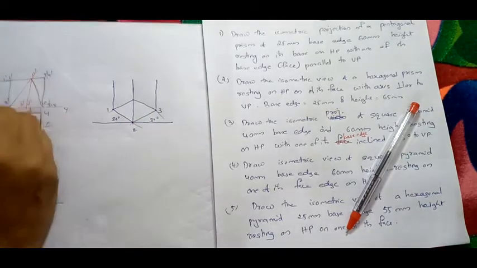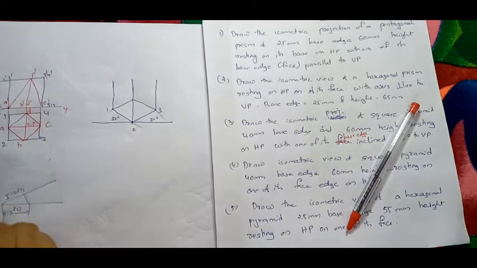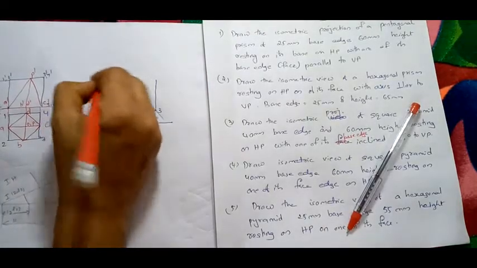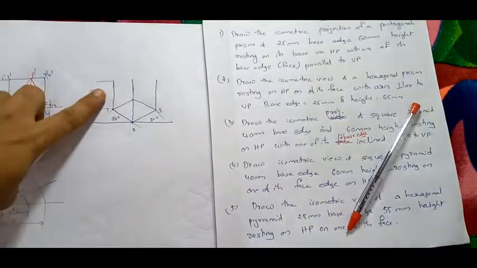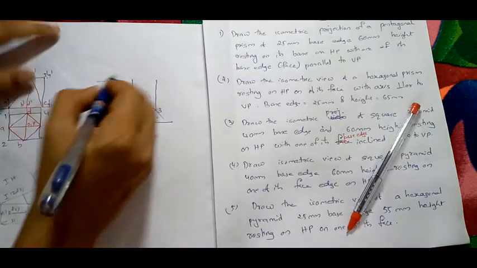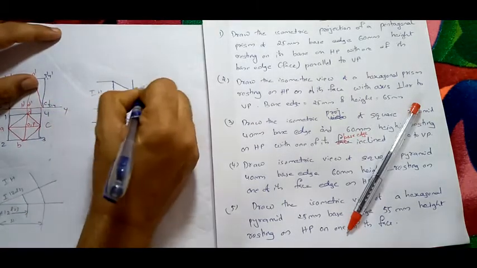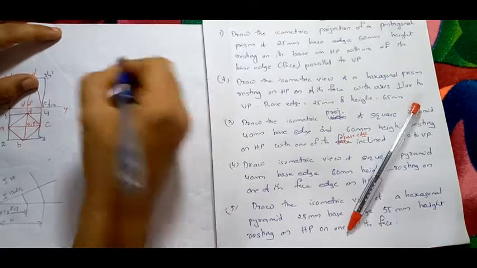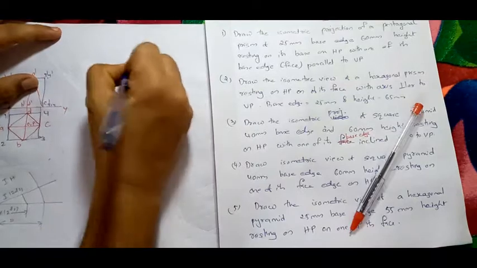Similarly, the height while you are taking here, take the isometric distance. This will be the isometric edge, not the height. The isometric edge you have to take. Now similarly draw parallel lines and you will complete this. This will be 1 dash, 2 dash, 3 dash, 4 dash.